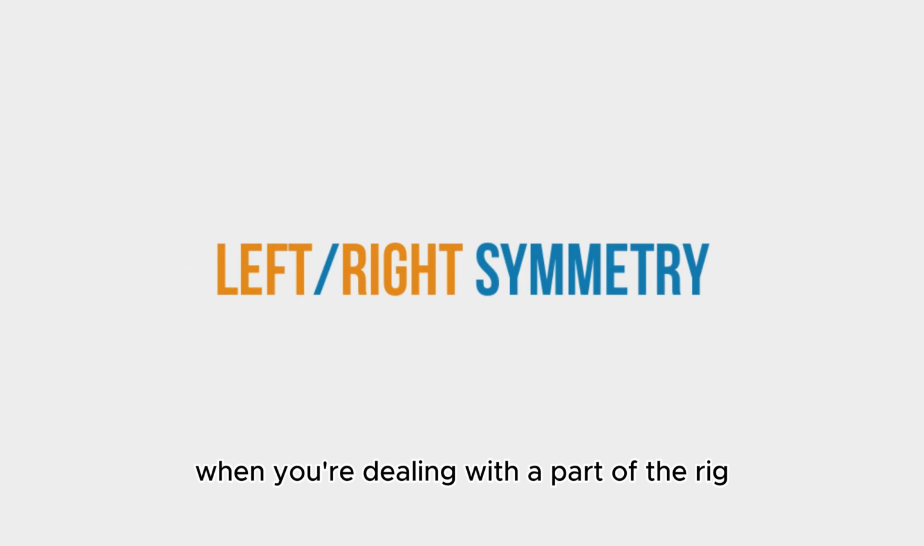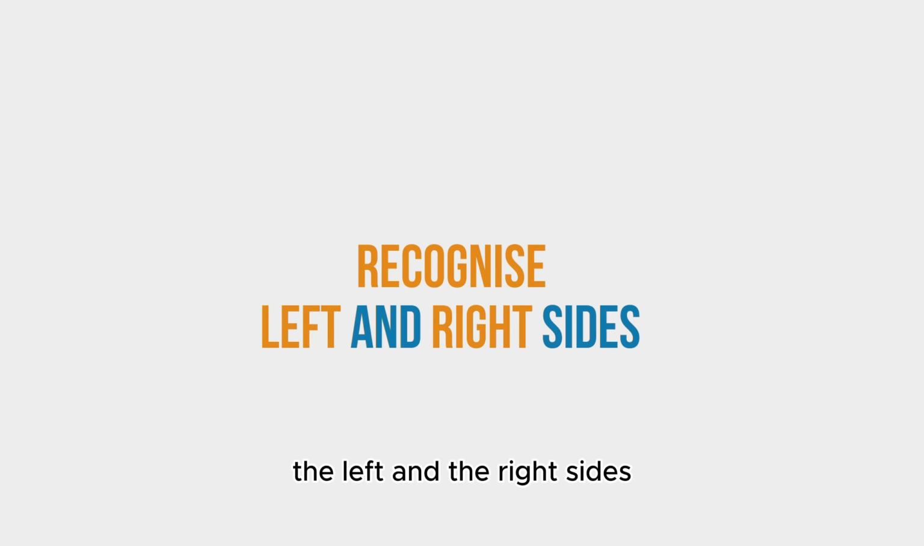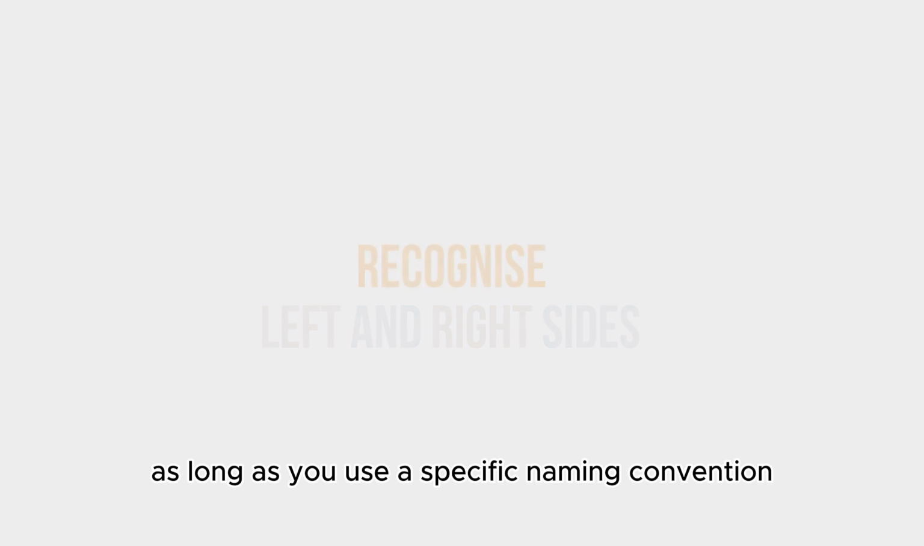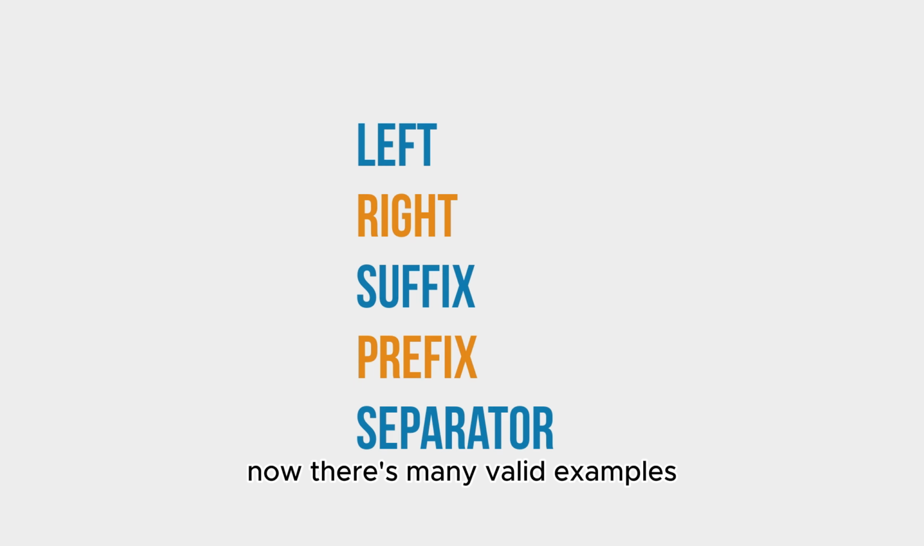When you're dealing with a part of the rig that is symmetrical, for example, the left arm and the right arm, Blender is smart enough to recognize the left and the right sides, as long as you use a specific naming convention. You need to tell it which side is left and right using either a suffix or a prefix, and you need to use a separator as well. Now, there are many valid examples, but let's take a look at some of them now.